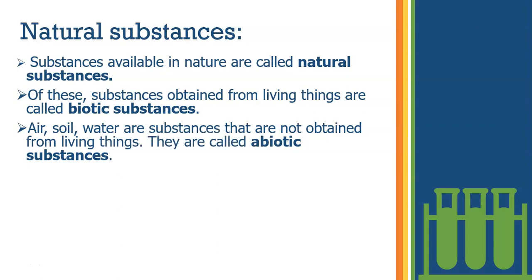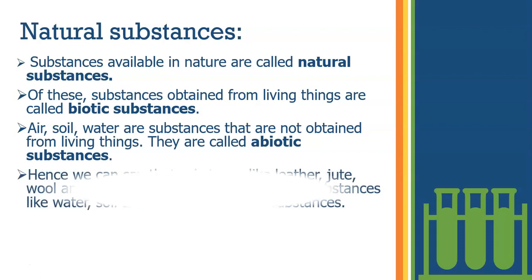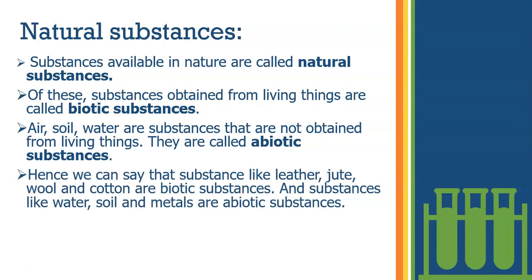And substances which we do not obtain from living things, like air, water, soil, are called abiotic substances. Hence, we can say that substances like leather, jute, wool, or cotton are biotic substances because we get these from living things. And substances like water, soil, and metals are abiotic substances. Now, if you see over here, leather, jute, wool, cotton, there is a mixture. Some we get from animals, some we get from plants.